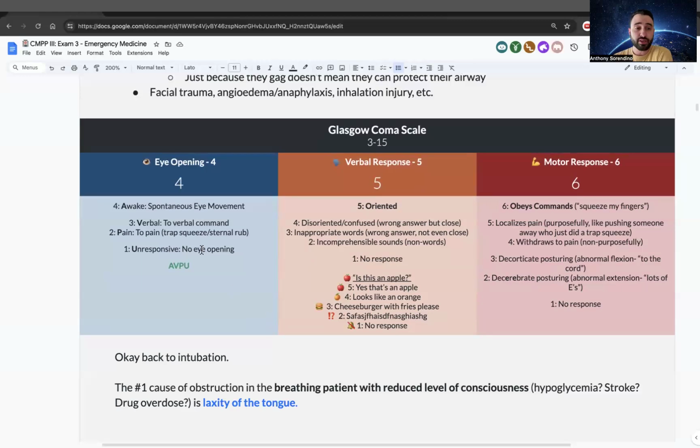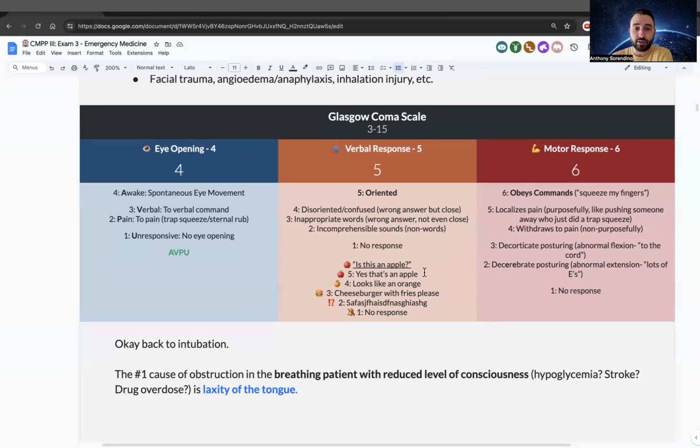And eye opening, some of these are pretty self-explanatory. The verbal one I think is interesting. You might get tripped up on these early numbers, but a 2 is they're making noise, right?